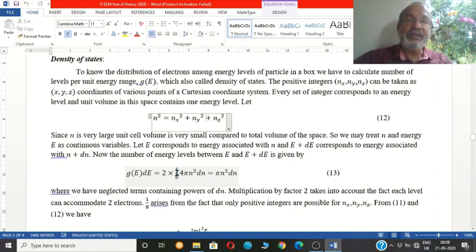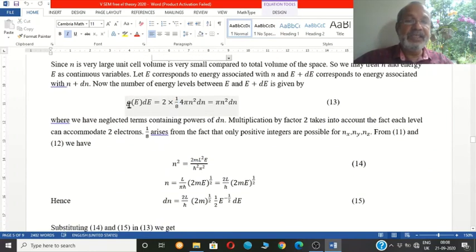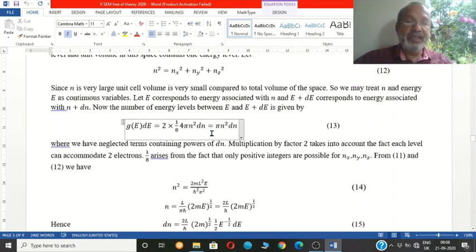In the last class, we have derived an expression for G(E). And what is G(E)? The number of energy levels per unit energy range. Actually, we have calculated the number of energy levels for a dE energy range, so that we can take the limit dE tending to 0, and that was found to be equal to pi n square dn. To proceed further, we have to express this G(E) in terms of energy, not in terms of n.